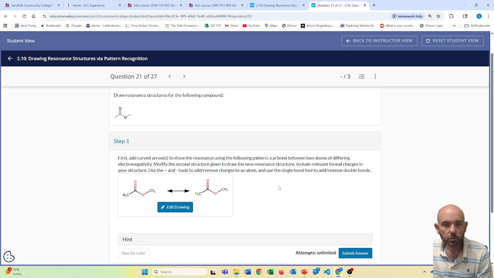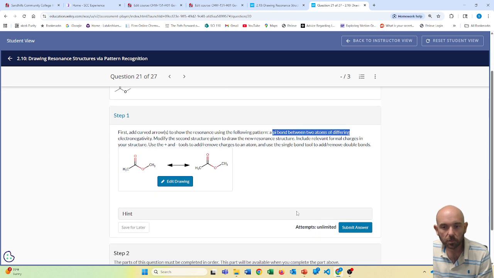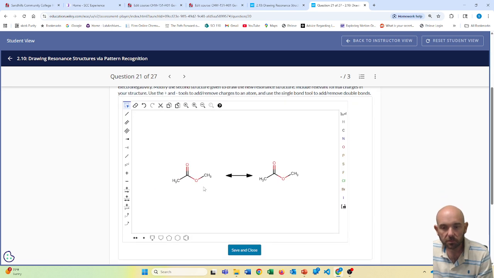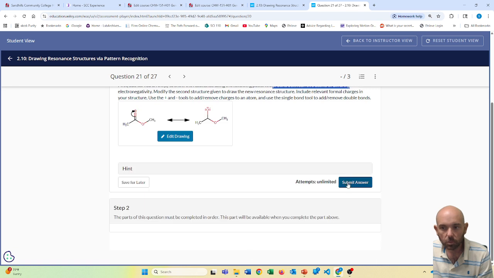Here in question 21, we are going to add curved arrows to show the resonance using the following pattern: a pi bond between two atoms of differing electronegativity. So this is another one of the two steps. In the first step, we would show the pi bond between atoms of differing electronegativity. This is now a single bond. We have 3 lone pairs and a negative charge on the oxygen. That should be all we need to do for step 1.